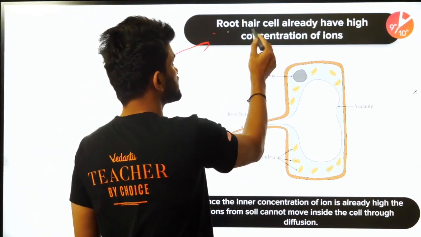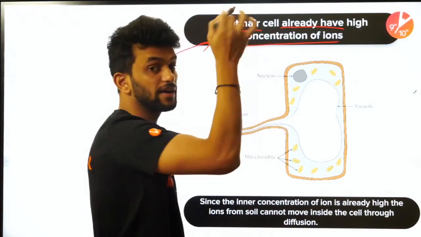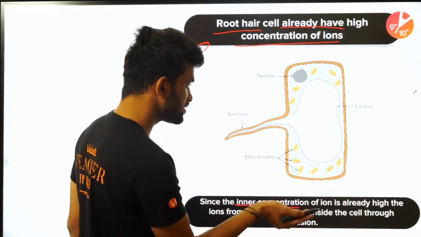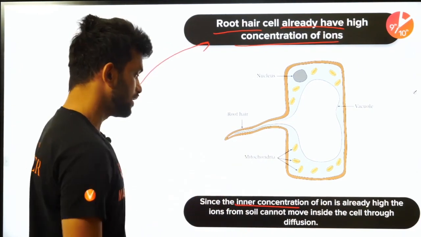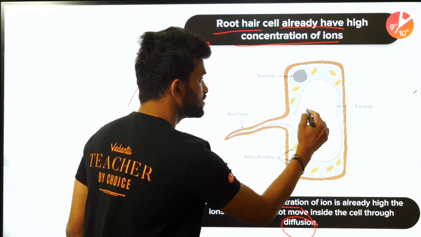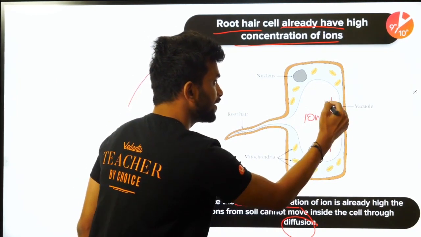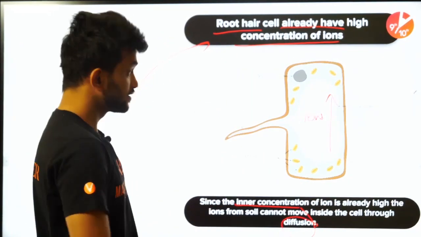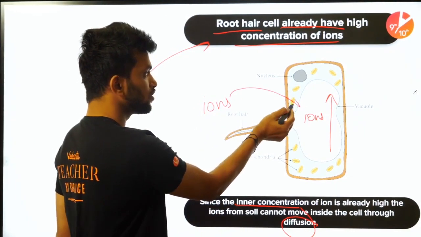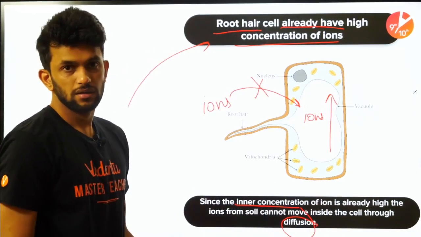As I said, root hair cells already have a high concentration of ions. Since the inner concentration of ions is already high, ions from the soil cannot move inside the cell through diffusion. What are we saying? Ions here are high. Since the concentration of ions is high, ions outside cannot go into the cell.